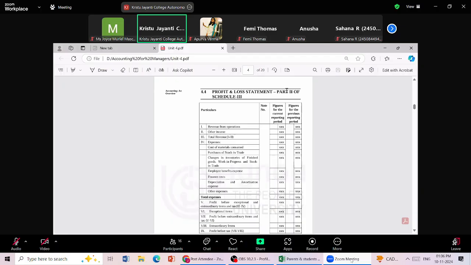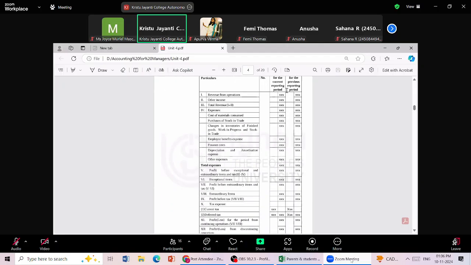Then you have financial cost. It is only on the financial side, like interest on debenture, interest on loan. All those items you can bring under financial cost. And depreciation and amortization expense: any depreciation over the period on machines, plant, or anything, you can bring here. Apart from that, any other expenses which you cannot fit in any of the above cases, you can bring under other expenses. So you get your total expense.